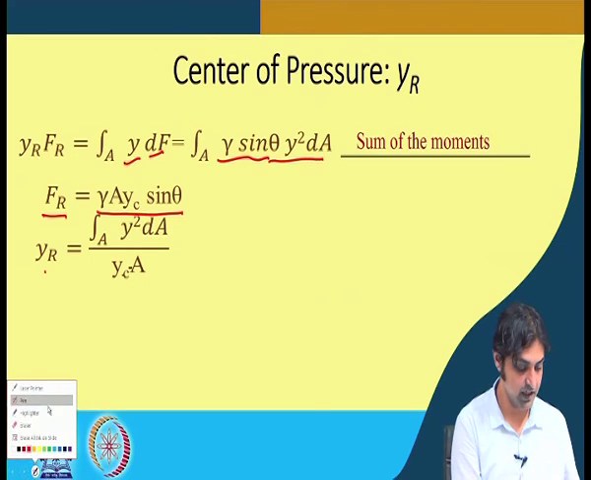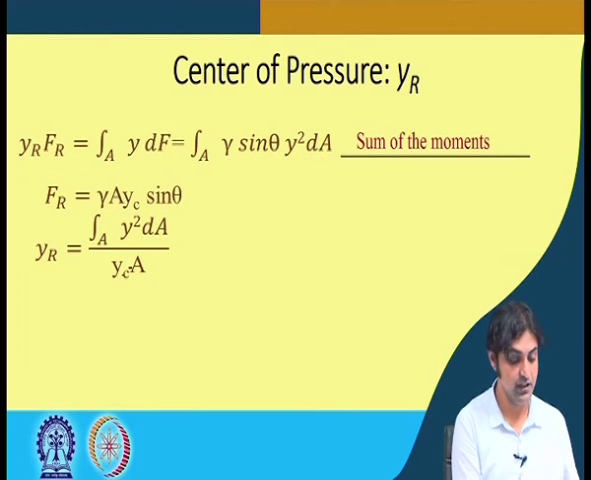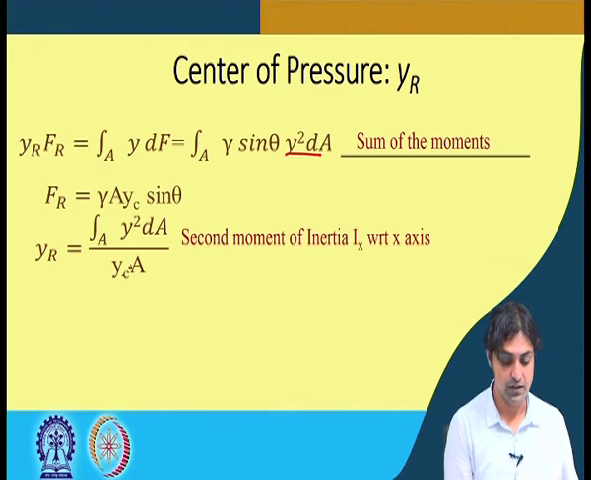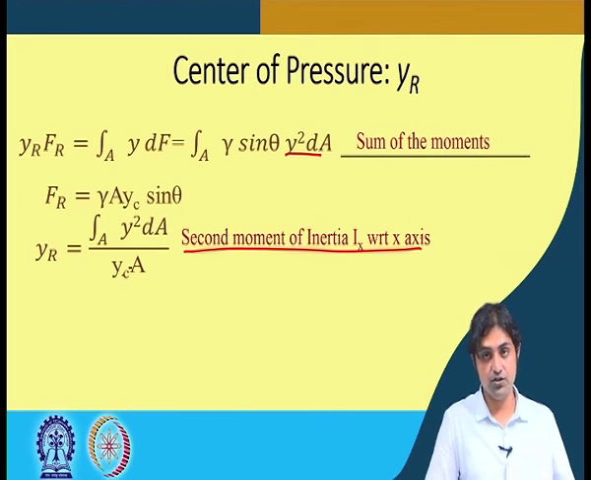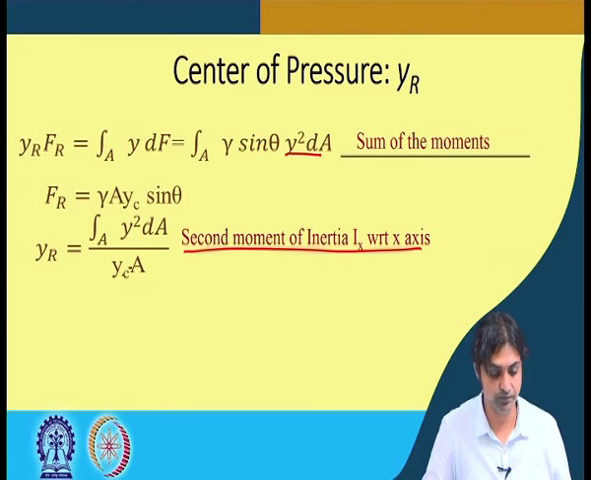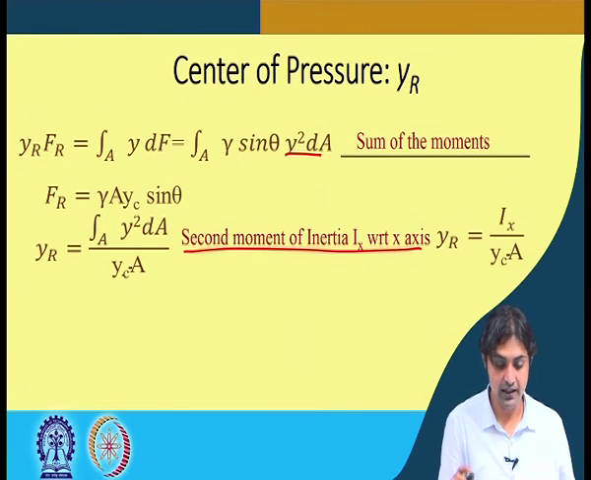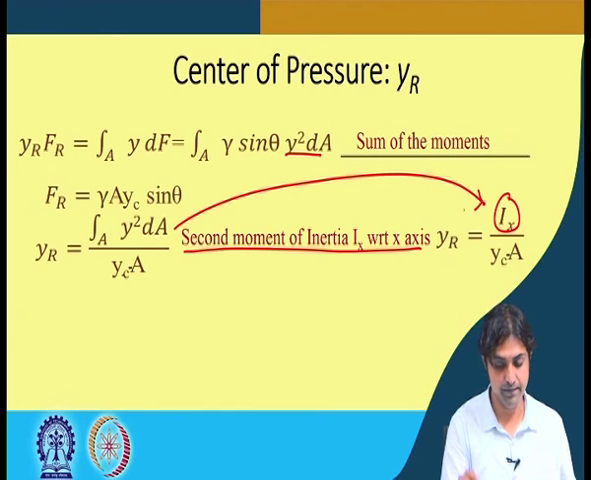I will erase the ink. So you can see integral y squared dA, okay, divided by yc into A, because gamma sin theta cancels, right. So this is actually the second moment of inertia with respect to the x axis. Very good. So we are coming to some conclusions now, where YR can be written as Ix, the second moment of inertia, correct.